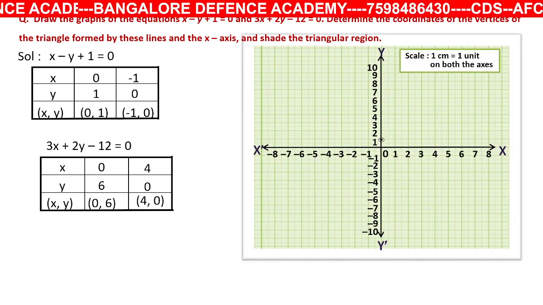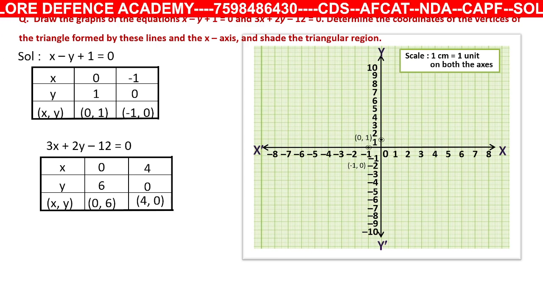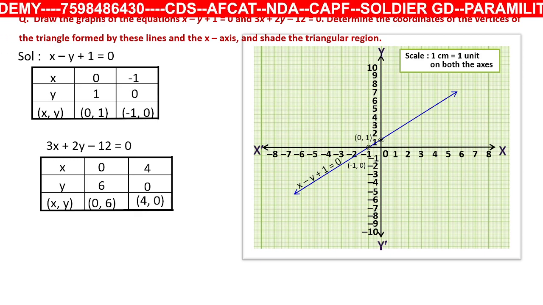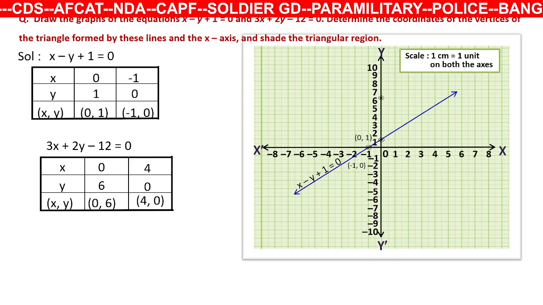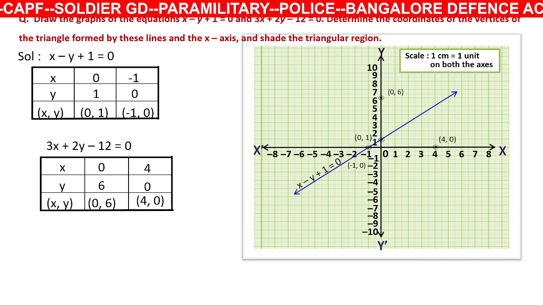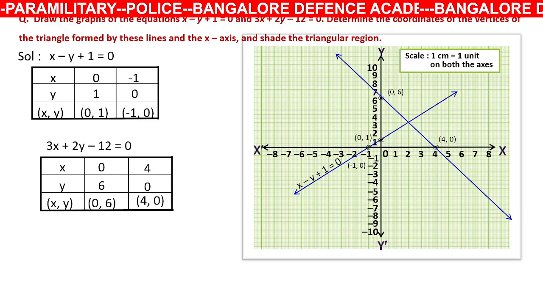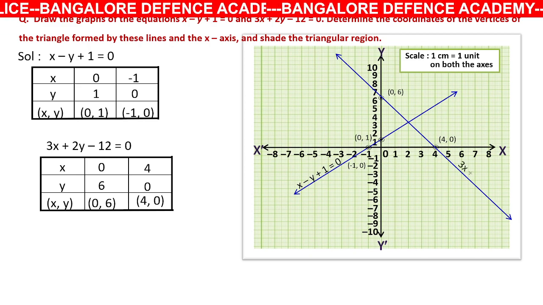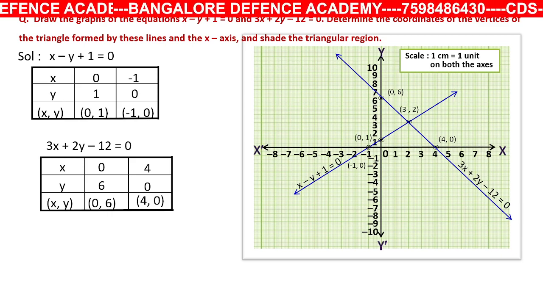For example, the first point is 0 comma 1, and the second is minus 1 comma 0. Through these 2 points I draw a straight line, and this is the straight line for the equation x minus y plus 1 is equal to 0. Now for the second equation, the points I got are 0 comma 6 and 4 comma 0. I draw a straight line connecting these 2 points, and I can easily see that these lines intersect at a point where the x value is 2 and the y value is 3. So the point here is 2 comma 3.